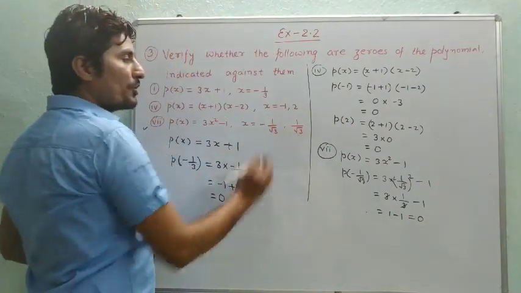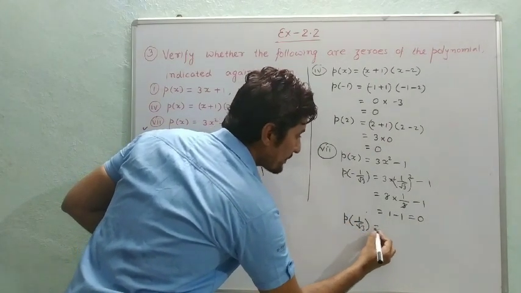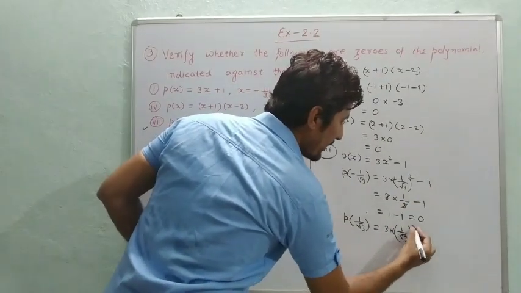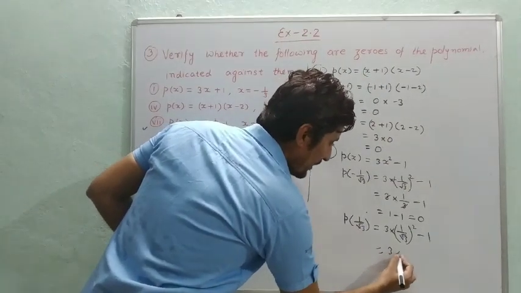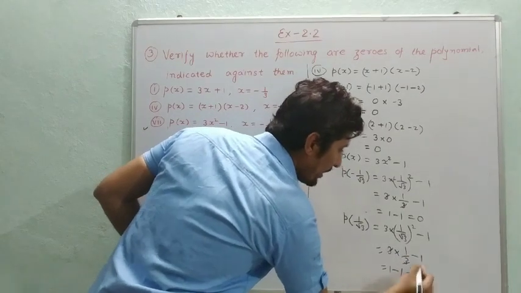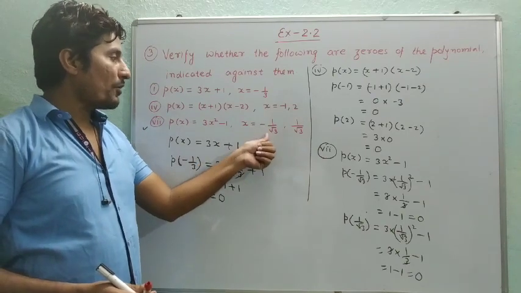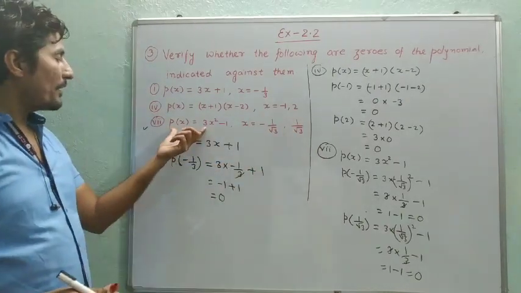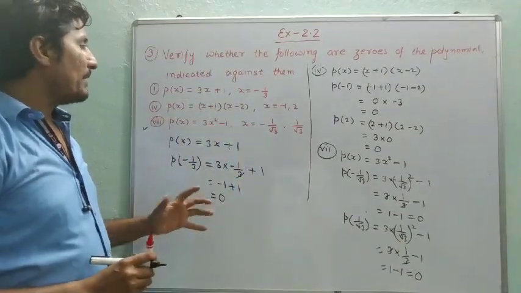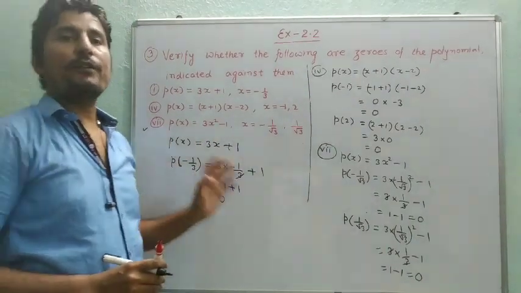Now let us see, we are going to put the second value, P(1 upon root 3). 3 will be as it is. On the place of x, we are putting 1 upon root 3, square is there, minus 1. 3 into 1 upon 3 minus 1, 3 cancels. Finally, we are having 1 minus 1 equals 0. So after putting the values x equals minus 1 upon root 3 and plus 1 upon root 3 in the given polynomial, we are getting 0 as a result. That's why we can say that these two are the zeros of this polynomial also. All these are verified.